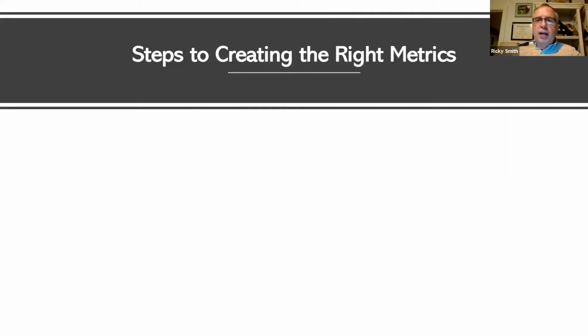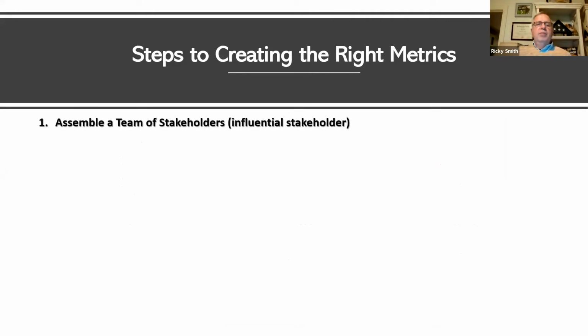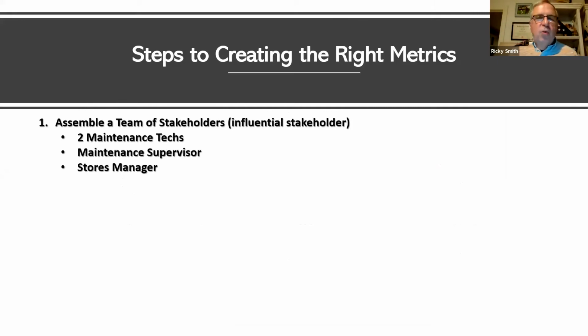So steps to creating the right metrics: assemble a team of stakeholders, influential stakeholders, okay, like 2 maintenance techs, one with the worst attitude, one with the best attitude. That's what I like. Okay, maintenance supervisor, stores manager, maintenance or reliability engineer. Notice the maintenance manager is not in there because they should have confidence that these people can make those decisions.